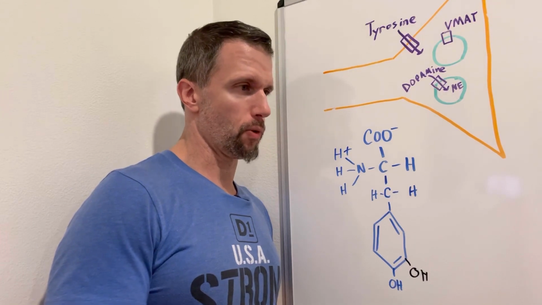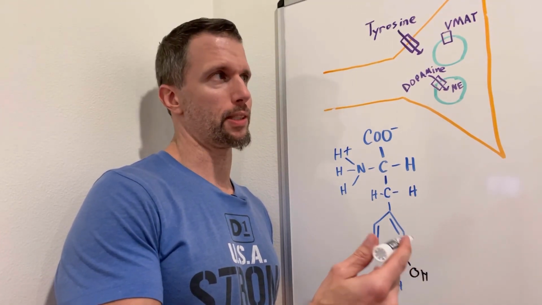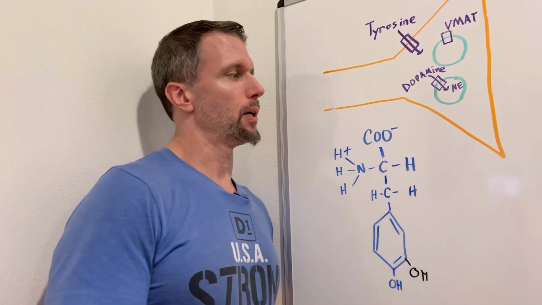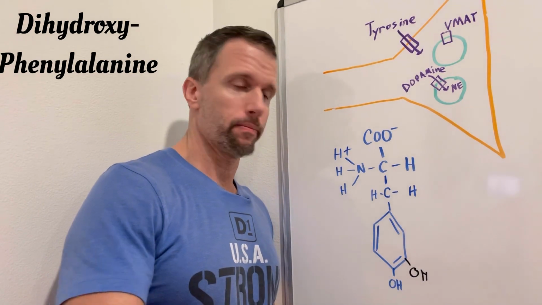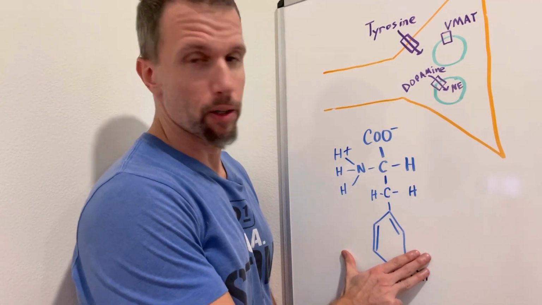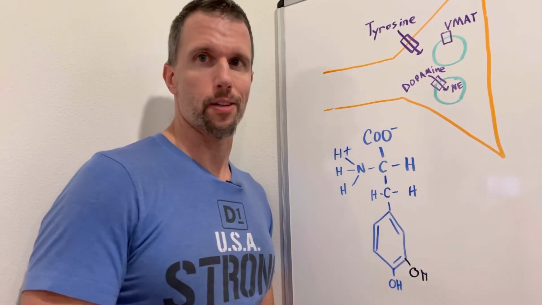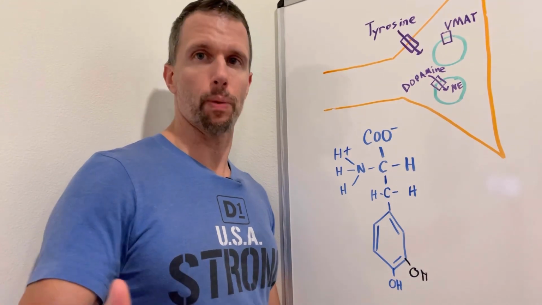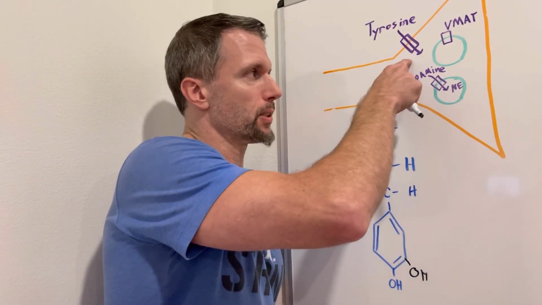And L-DOPA stands for just L for what side it's on, L and D. But the DOPA stands for dihydroxyphenylalanine. So if we were to take both of these hydroxyl groups off, that amino acid is called phenylalanine. If we add two hydroxyl groups to it, it's called dihydroxyphenylalanine, and that's DOPA. That's the precursor to dopamine. That happens out here in the cytoplasm.